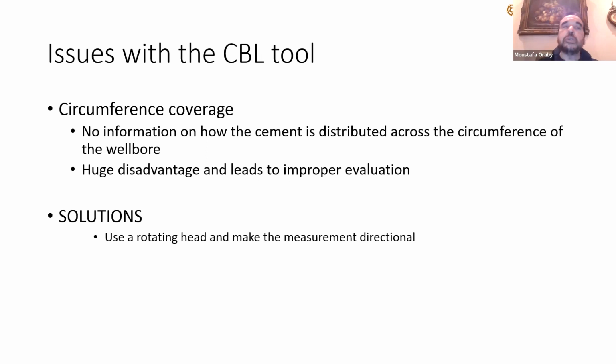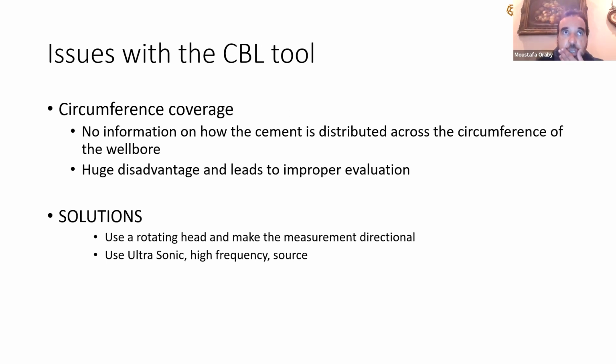Okay. So now what we do is use a rotating head. Now there is a tool that has a rotating head. The rotating head will rotate, and it will send an acoustic wave across the rotation while it's rotating. So it will cover the 360 degrees, and it will actually detect the arrival at these different angles. So that's what the solution is. You use a rotating head.